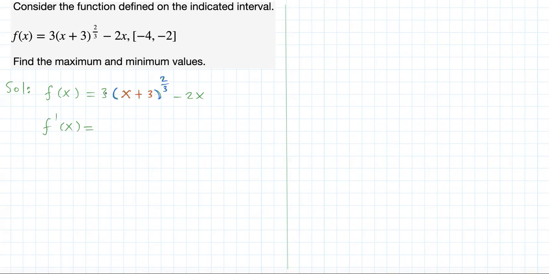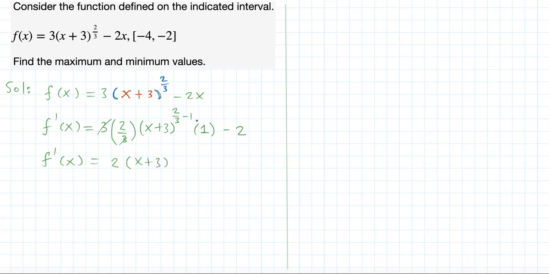So taking the derivative of this part will be 3 constant outside, times the derivative of the outside function, 2/3 times (x plus 3) raised to 2/3 minus 1, times the derivative of the inside function, which is just 1, right? Minus the derivative of 2x, 2. So this is the derivative, right? Let's simplify it. 2 times (x plus 3) raised to 2/3 minus 1.